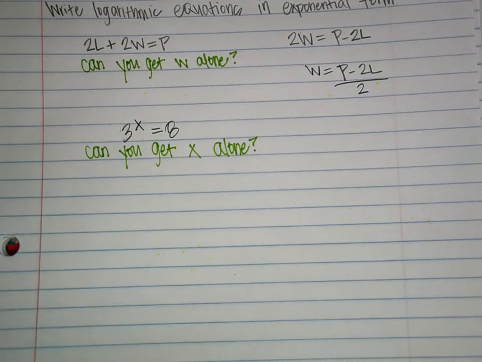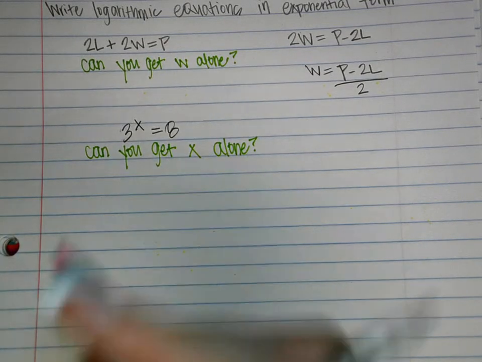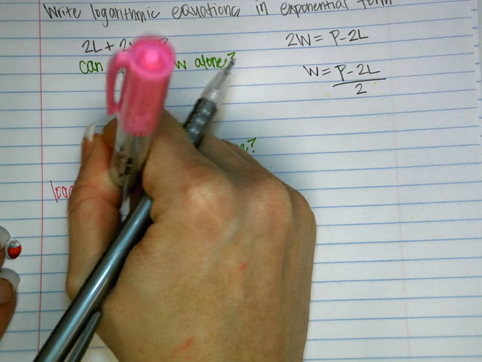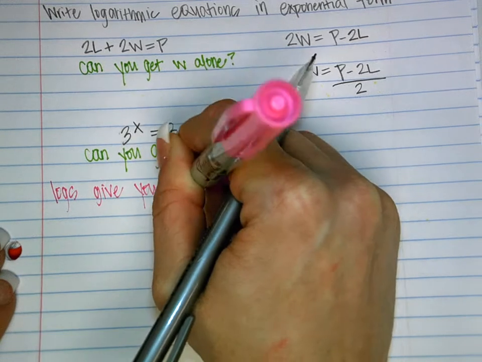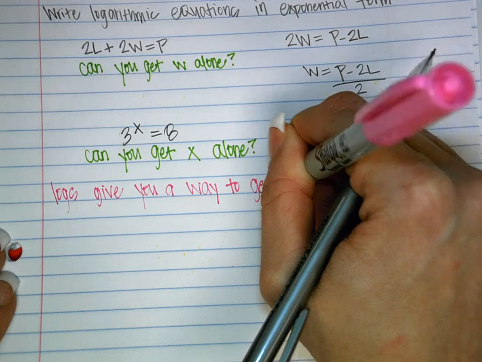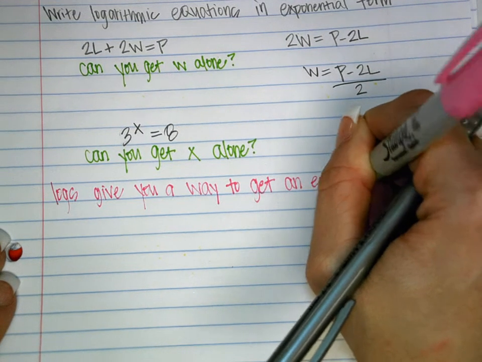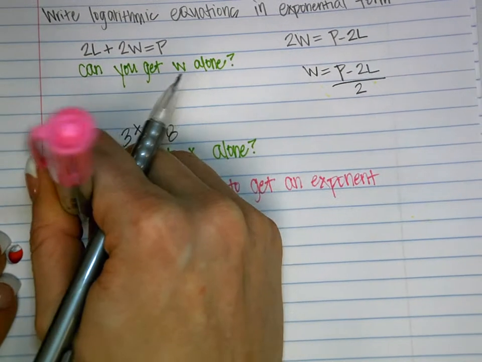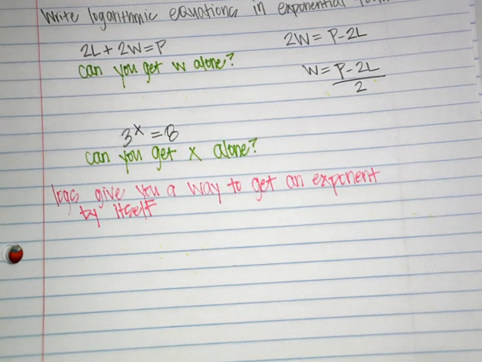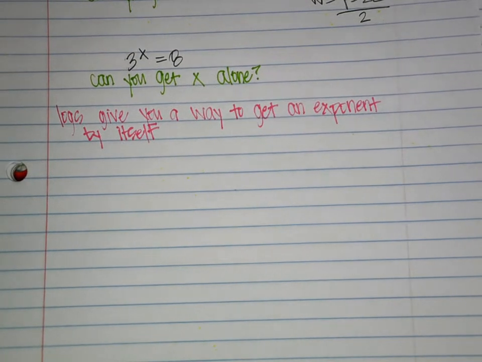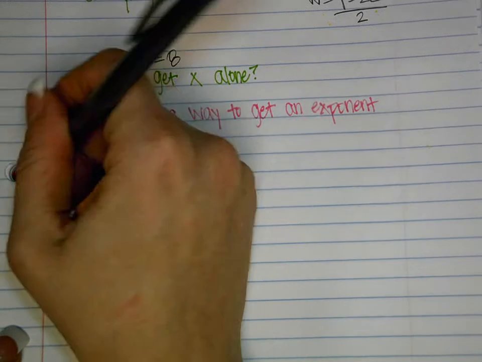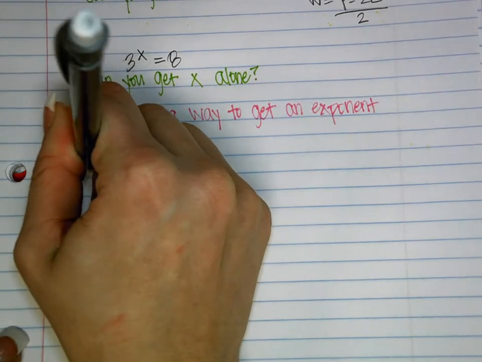Okay? What we're going to learn today is something called logs or logarithms. Logs, they're kind of like a stepping stool. Logs give you a way to get an exponent by itself. So logs will give you a way to solve for exponents, and these are exponents that we don't already have memorized or that we do not already know. There is a rule that you are going to need to learn.